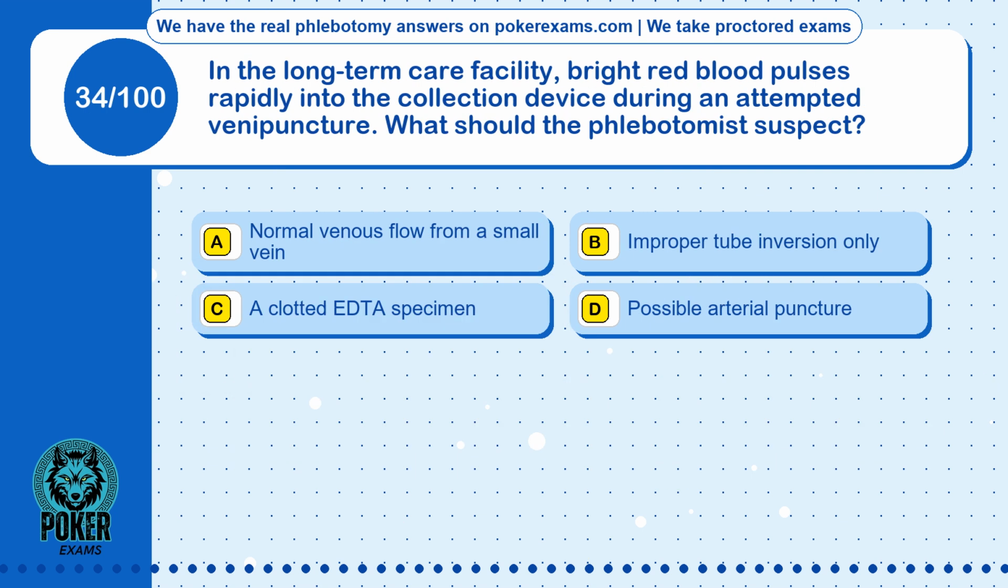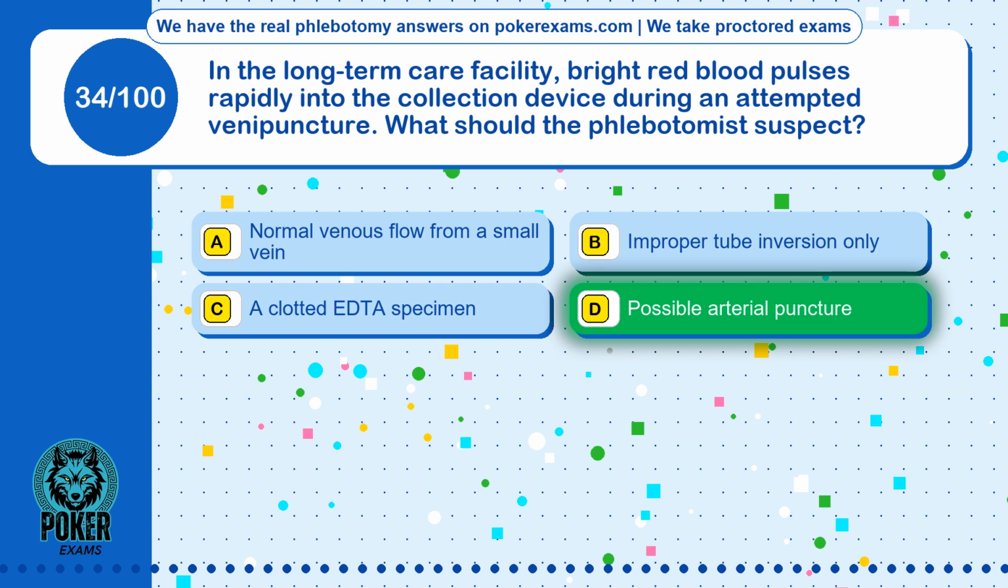Question 34. In the long-term care facility, bright red blood pulses rapidly into the collection device during an attempted venipuncture. What should the phlebotomist suspect? Option A. Normal venous flow from a small vein. Option B. Improper tube inversion only. Option C. A clotted EDTA specimen. Option D. Possible arterial puncture.